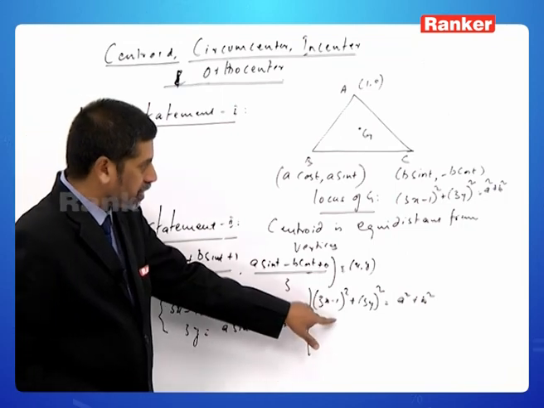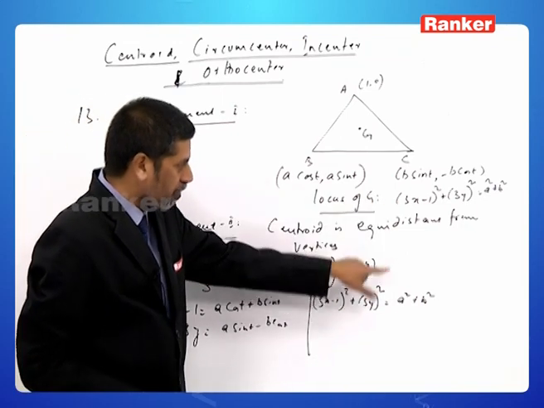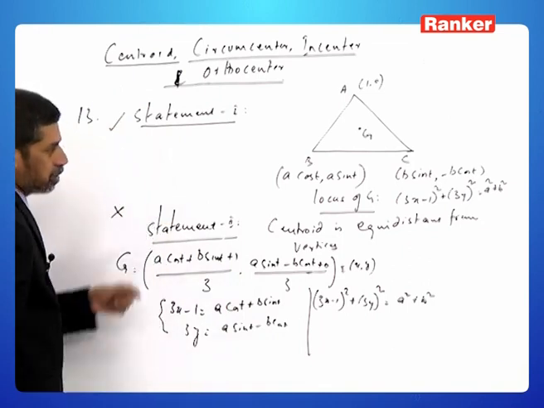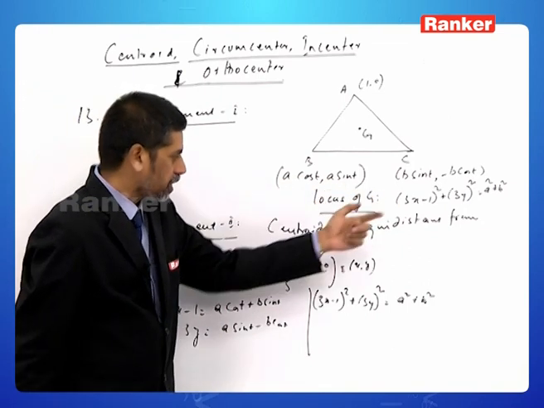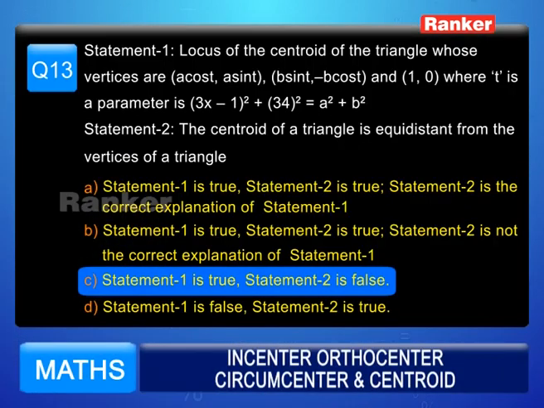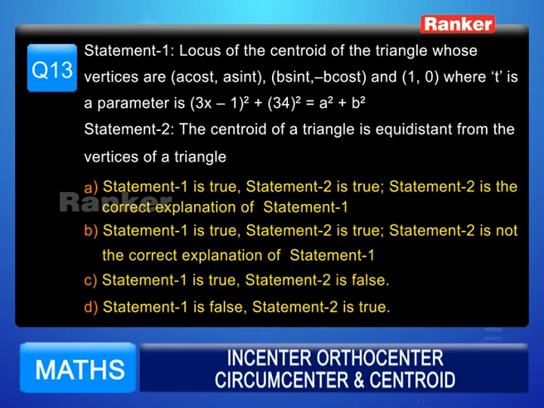Therefore you can see that the statement which is made is perfectly alright. So statement number 1 is true, that the locus of the centroid is this, and statement 2, as we discussed earlier, is false because that statement is generally not true. So the option is C.